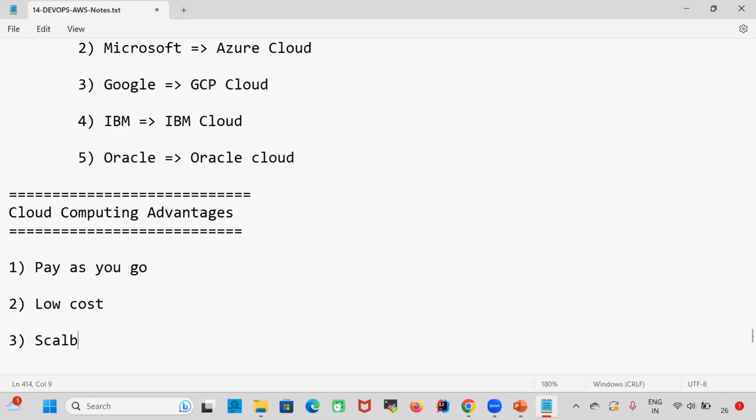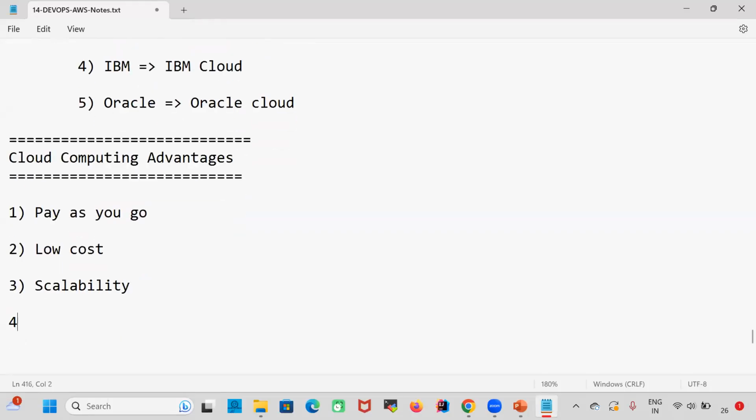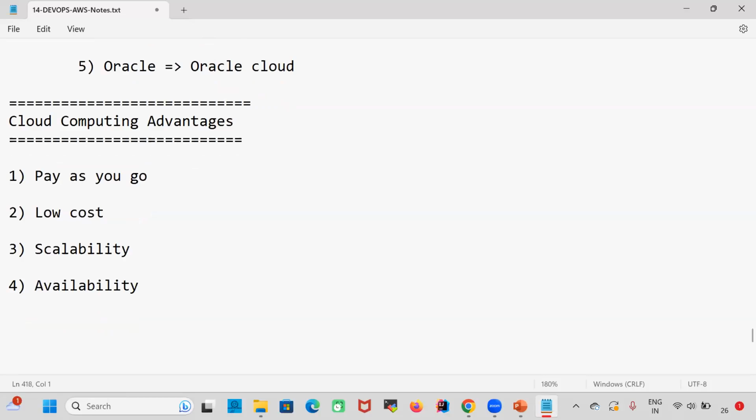And they will be providing scalability. When you want, you can increase the infrastructure. When you don't want, you can decrease the infrastructure. You don't need to bother about power issues, network issues. 24/7 availability will be available. And they will provide you the robust infrastructure, that is reliability.